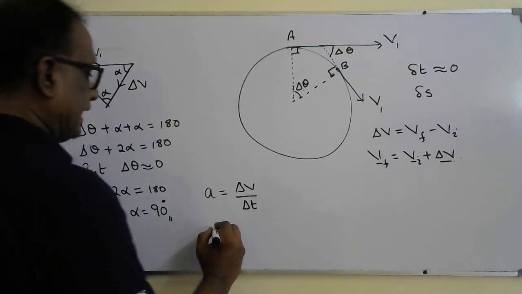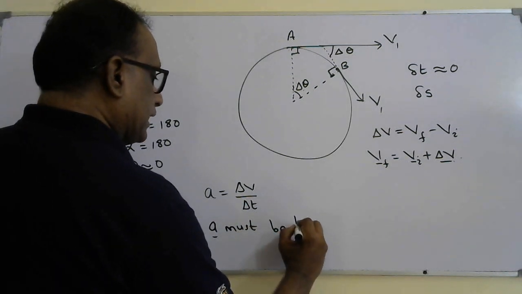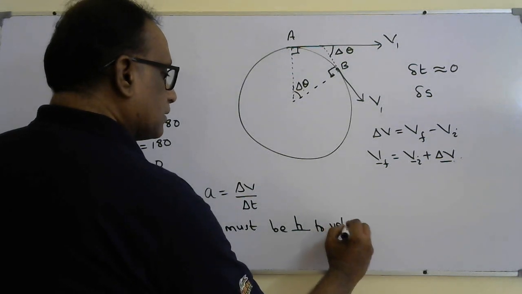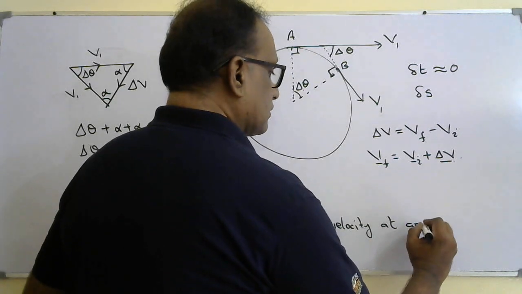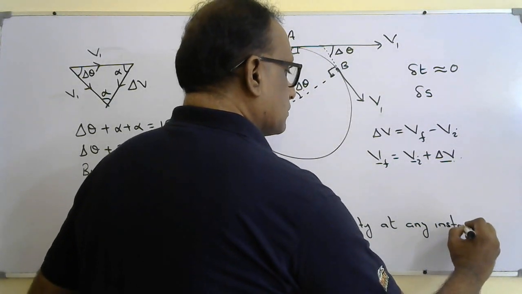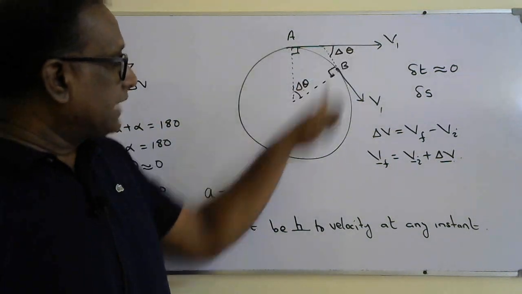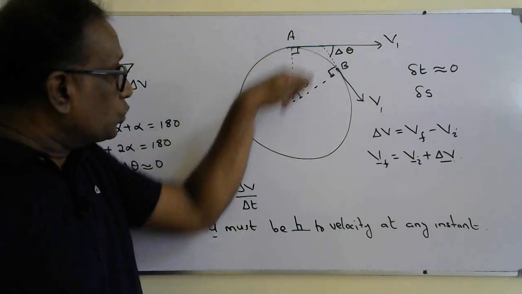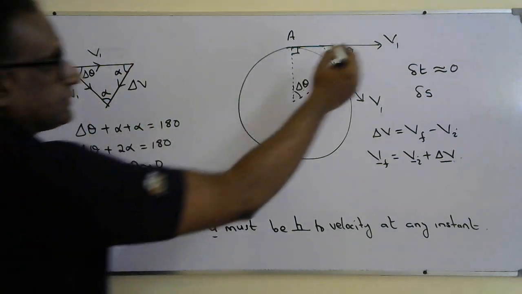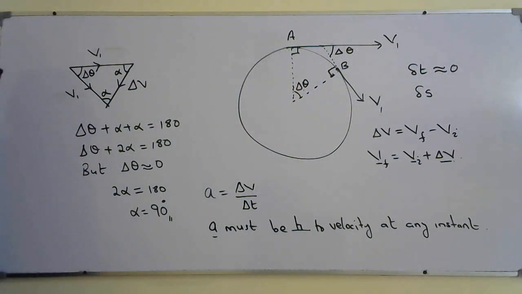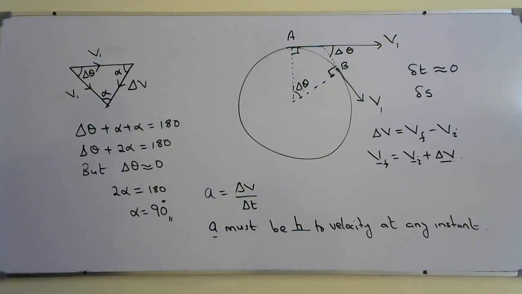So I can say the acceleration must be perpendicular to velocity at any instant. Acceleration perpendicular to the velocity means, with velocity along the tangent, the acceleration must be towards the center. You can see the acceleration must be perpendicular to this direction. So acceleration should be towards the center always, and it must be at a right angle to the direction of velocity.